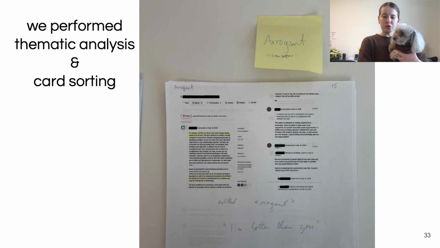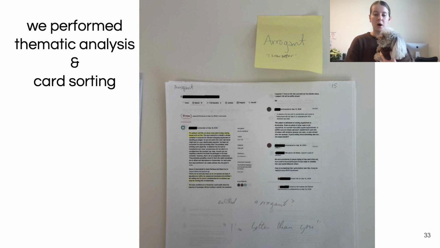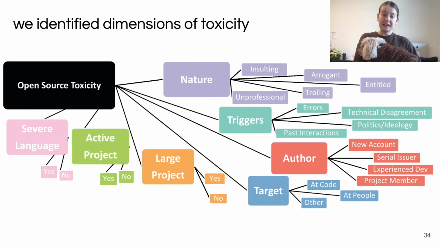We chose to use qualitative analysis to understand and explore toxic open source comments because we wanted to approach them with an open mind and also look at many different dimensions of toxicity. Now you might be wondering, what are these dimensions of toxicity? We have dimensions like the nature of the toxicity, the trigger of the toxicity, who the author was of the toxicity. This mind map shows all the dimensions we identified.